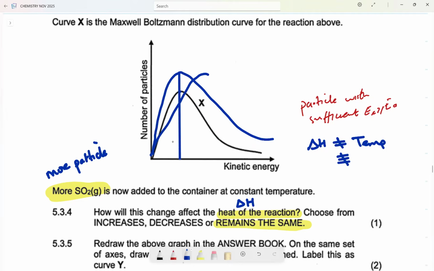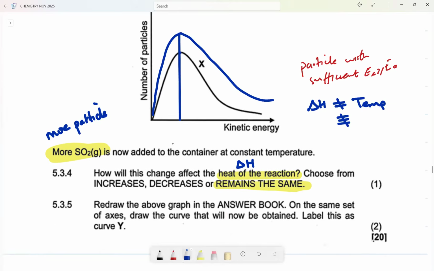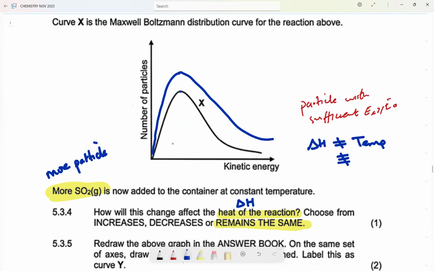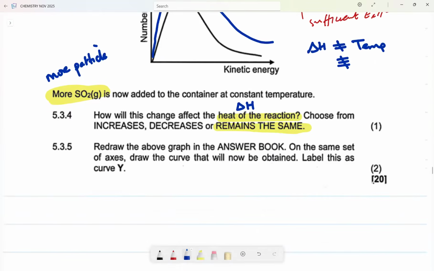Or if it were to be like that, this will now be a different temperature, because the peak here should be under the same kinetic energy. We are just increasing the number of particles, nothing much. Apart from that, everything will be the same. Okay, and then let's label this to be Y. So that was that for question 5.